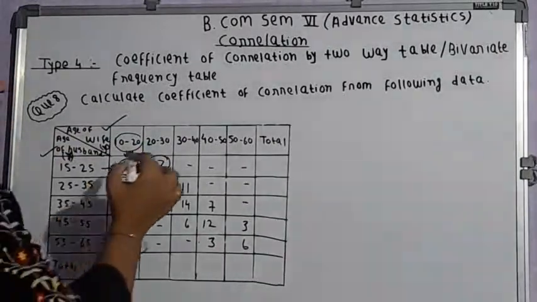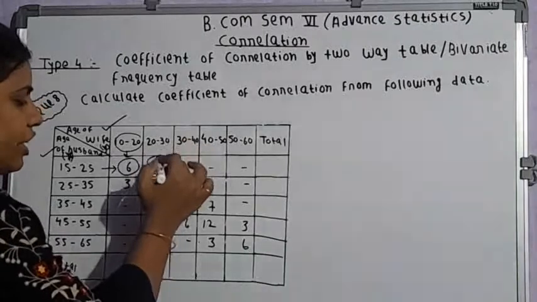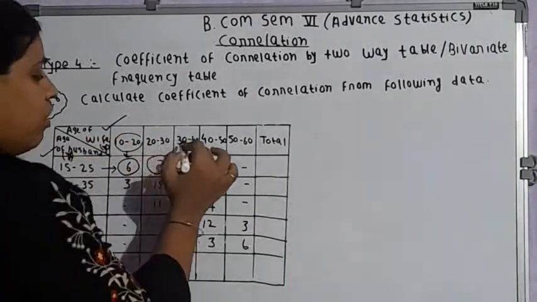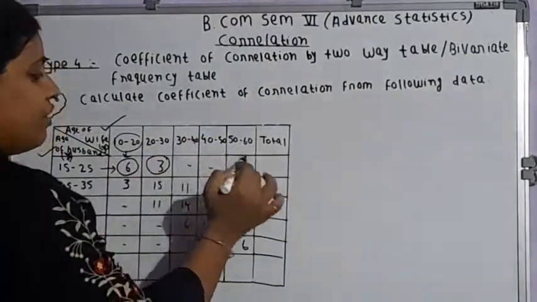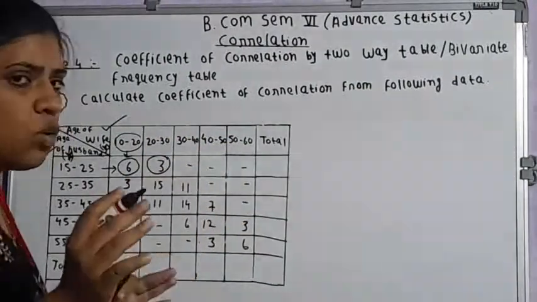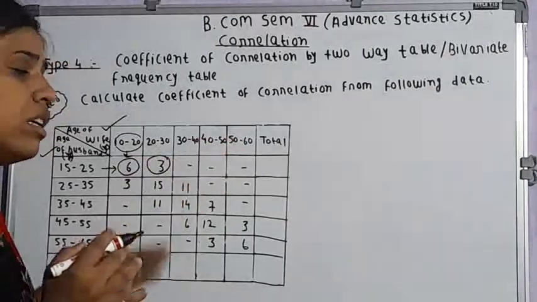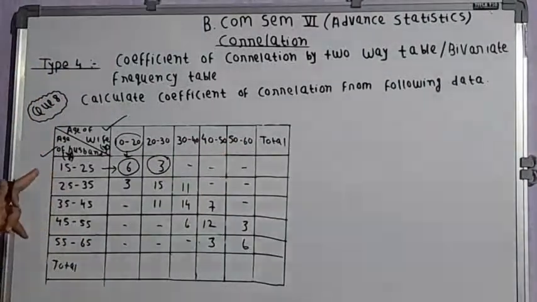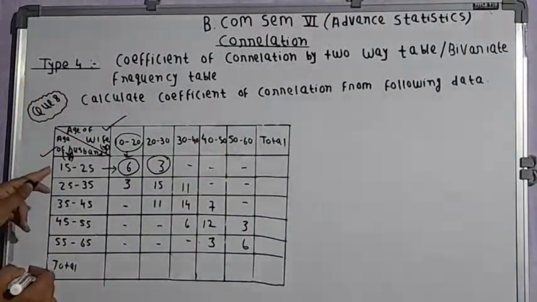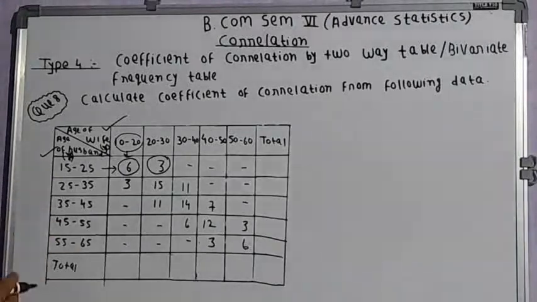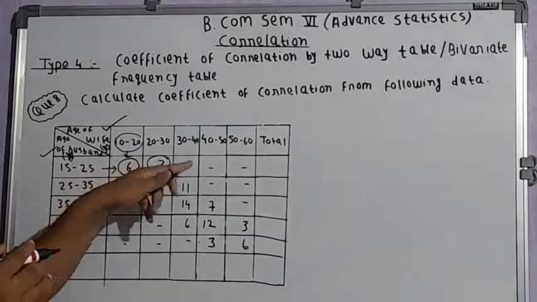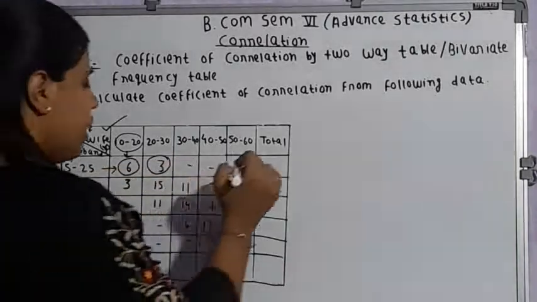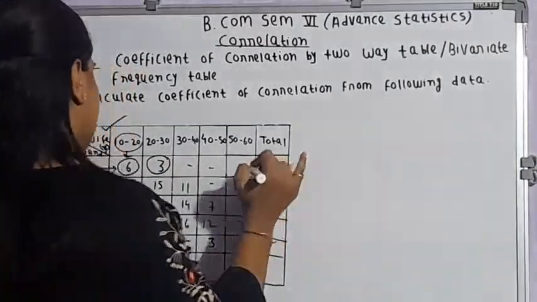Then the husbands lying between the age group of 20 to 30 are 3. For 30 to 40, 40 to 50 and 50 to 60 age groups we have nil, meaning there are 0 persons lying between these age groups. So the total for the husbands in the age group of 15 to 25 would be 9.